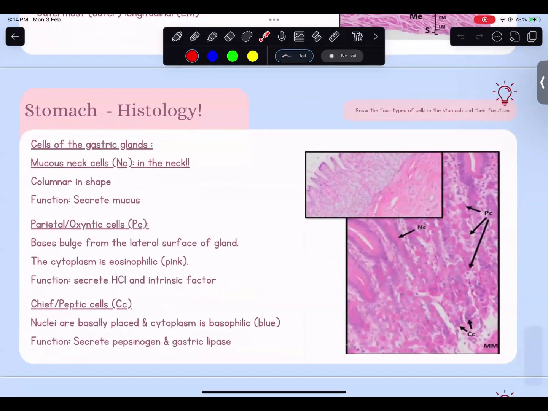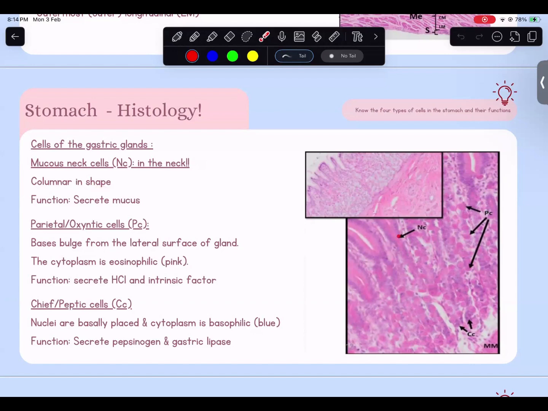Okay, now cells of the gastric glands. Really emphasize your important points. There are going to be three different types of cells that we're going to cover: the mucous neck cells, parietal oxyntic cells, and chief peptic cells. The main differentiation is their function. What do they secrete? Mucous neck cells, from their name, secrete mucus. They're columnar in shape.